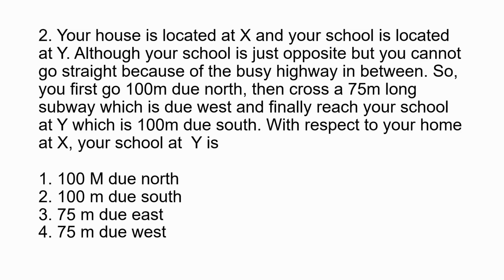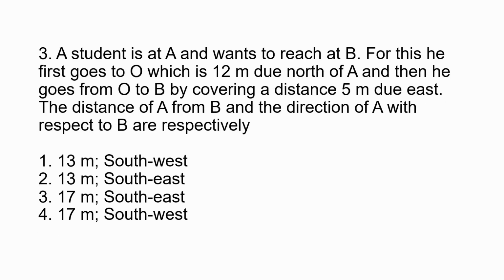Question number 2. Your house is located at X and your school is located at Y. So you first go 100 meters due north, then cross a 75-meter long subway which is due west, and finally reach your school at Y, which is 100 meters due south. With respect to your home at X, your school at Y is. Practice this, do this, and then let's move on to question number 3.